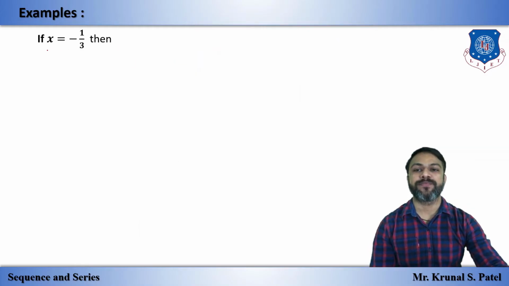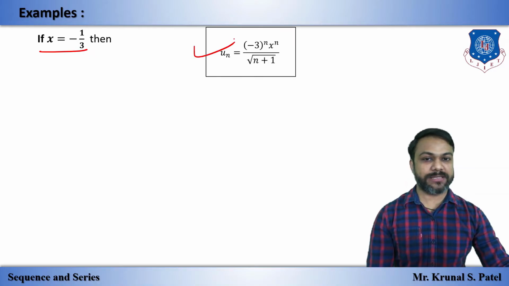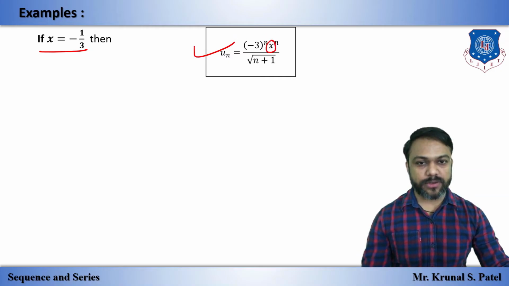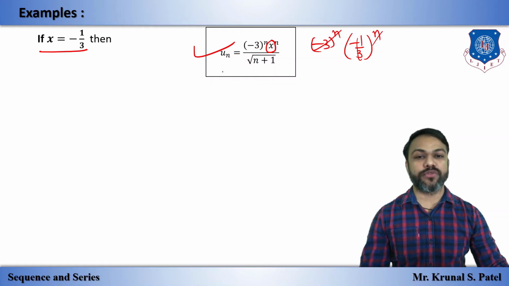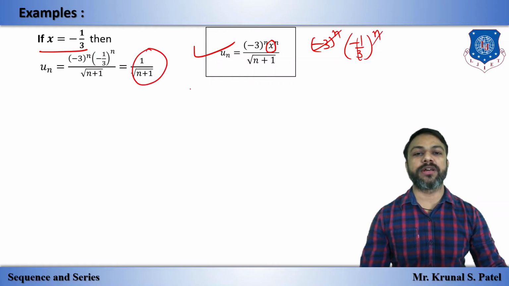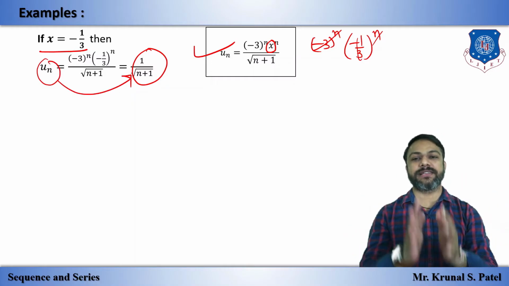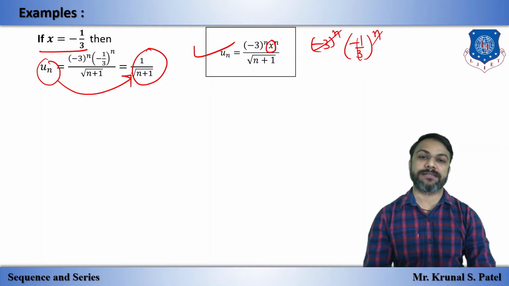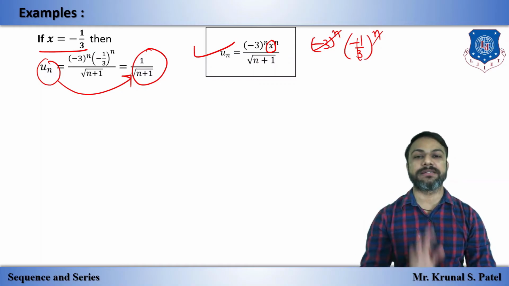So we will check for 2 different x. So first for x equal to minus 1 by 3. Then we have un, this original question. We will put x equal to minus 1 by 3 here. So minus 3 raised to n and minus 1 by 3 raised to n, so minus 3 raised to n and minus 3 raised to n cancel out. So we have un equal to 1 upon under root of this. So now we have new un as this. Now think which test is applicable here. That is your task. Pause the video and check whether this un is convergent or divergent.